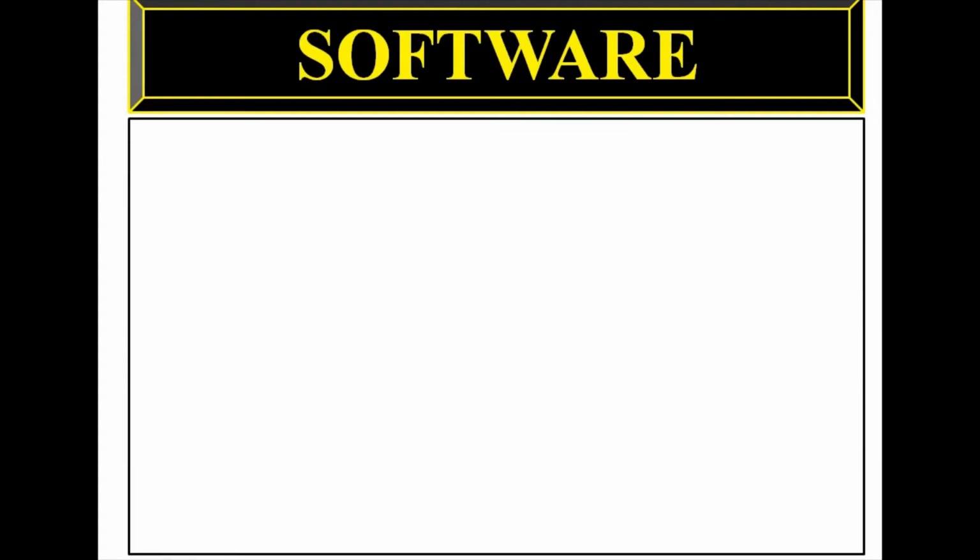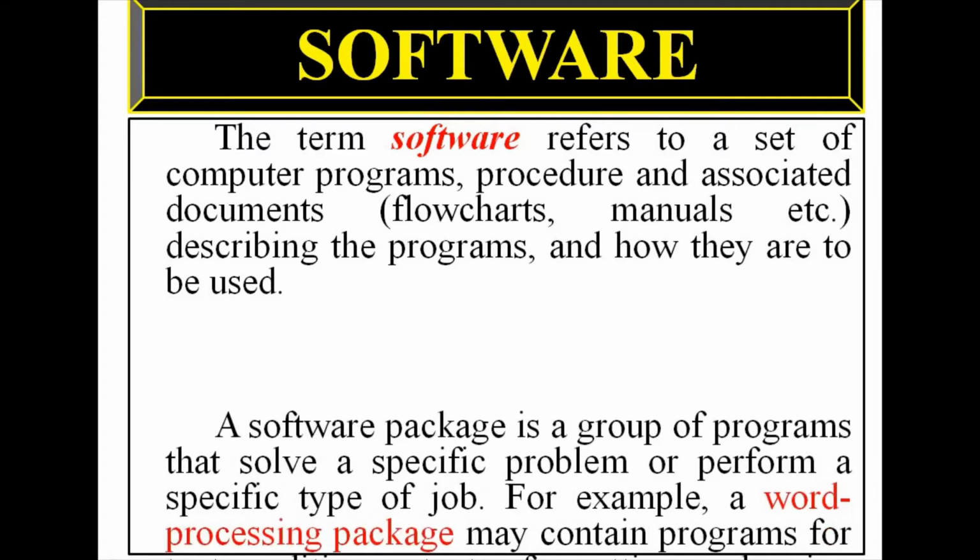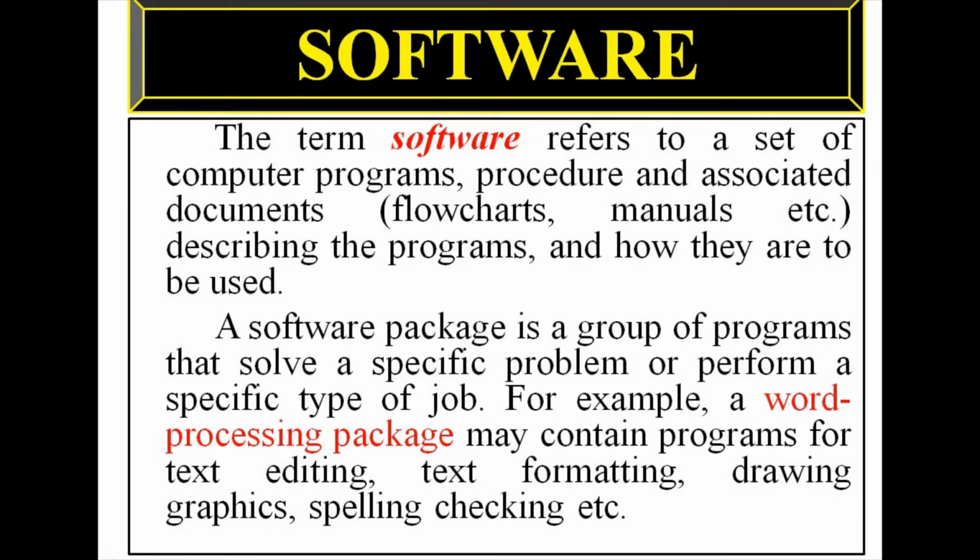Software. The term software refers to a set of computer programs, procedures, and associated documents, flowcharts, manuals, etc., describing the programs and how they are to be used. A software package is a group of programs that solve a specific problem or perform a specific type of job. For example, a word processing package may contain programs for text editing, text formatting, drawing graphics, spelling checking, etc.